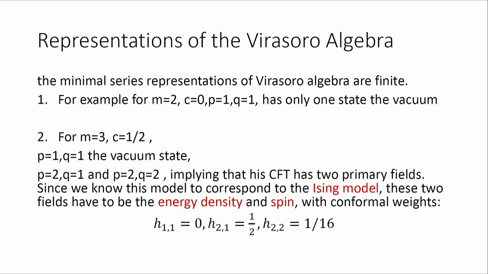We don't know yet, but I will tell you that this theory of C equals 1/2 corresponds to the Ising model. So these two states have to correspond to what you can construct in the Ising model. And it is easier to identify it with operators than states. So this and this state are two states, 1/2 and 1/16, which correspond to the operators of the Ising model. And we have no choice. We just have two operators in the Ising model which we can call upon. One is the spin, and the other is energy density.